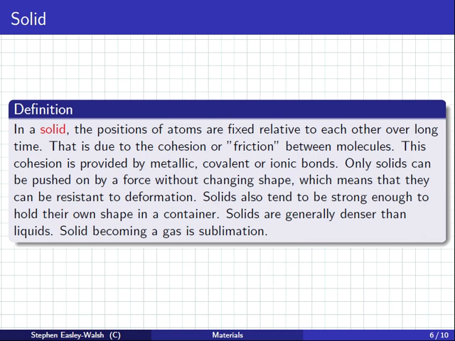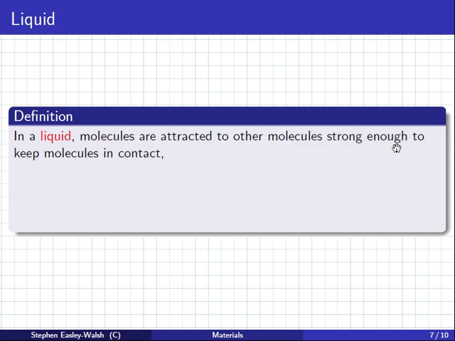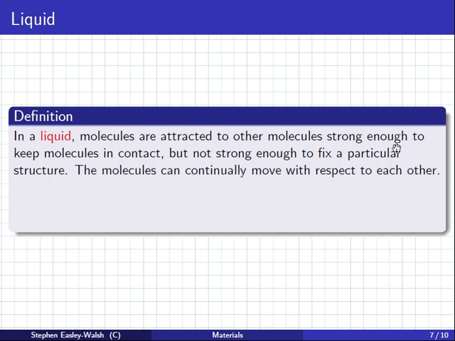I just need the first two sentences, Diego, yeah? Okay, continue. In a liquid, the molecules are attracted to other molecules strong enough to keep the molecules in contact, but not strong enough to fix the structure. So when you have a liquid, the molecule bonds, they are attracted to each other. But unlike a solid, they're not fixed. So they're strong enough to come together, but not strong enough to fix it, so they can still move. The molecules continually move.